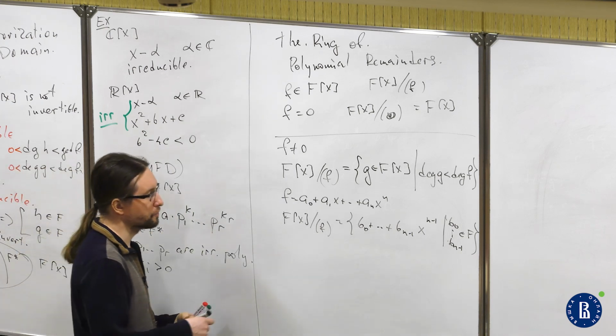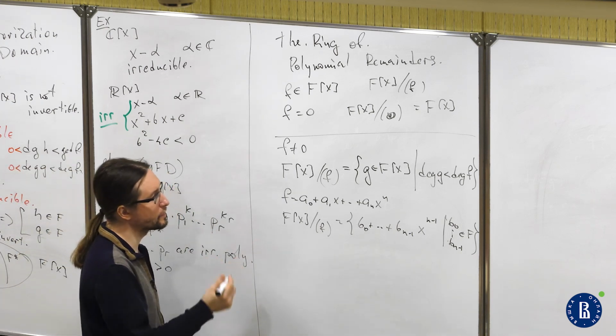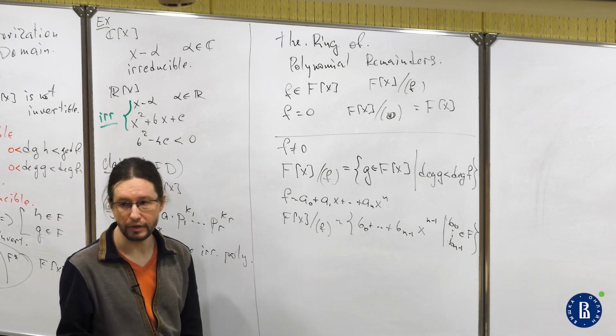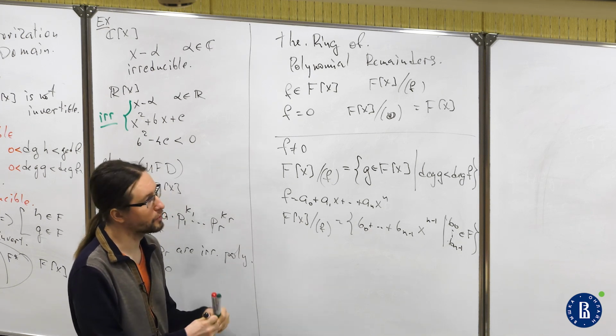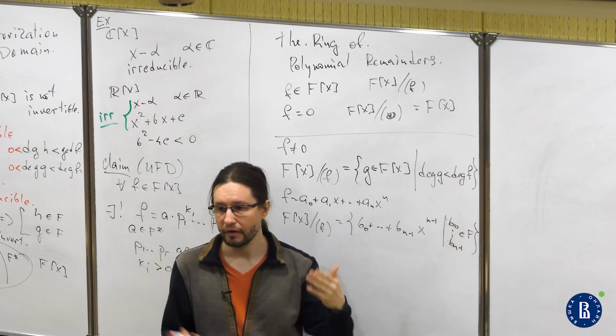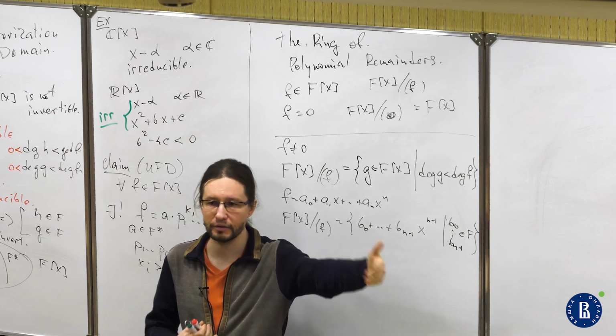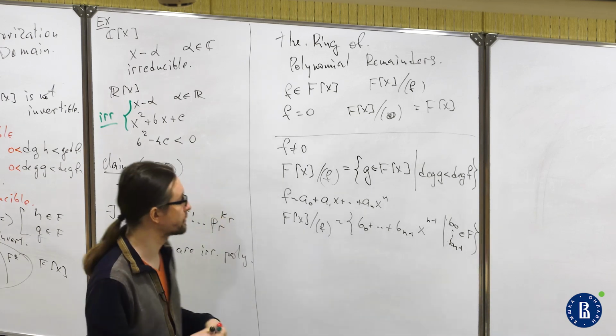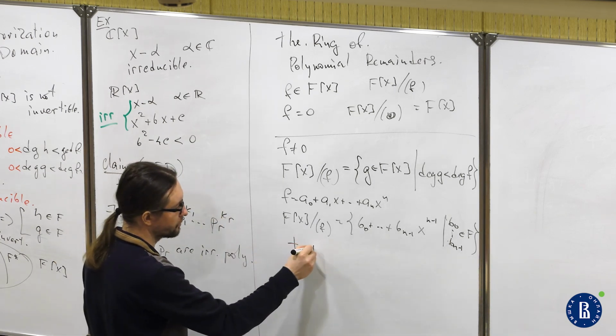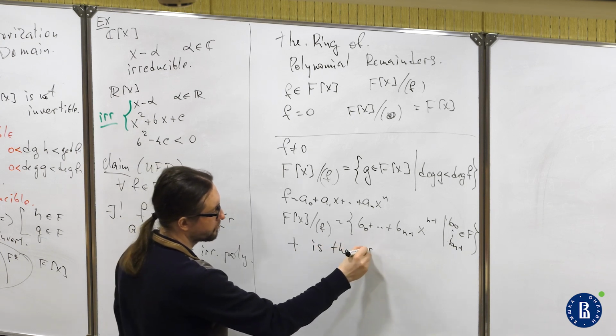Okay, now, what is the addition? Well, the addition is the usual addition. If you add two polynomials of degree strictly smaller than the degree of f, then the result will be a polynomial of degree strictly smaller than the degree of f. The degree cannot be greater when you add polynomials. So the addition is the regular, usual one.